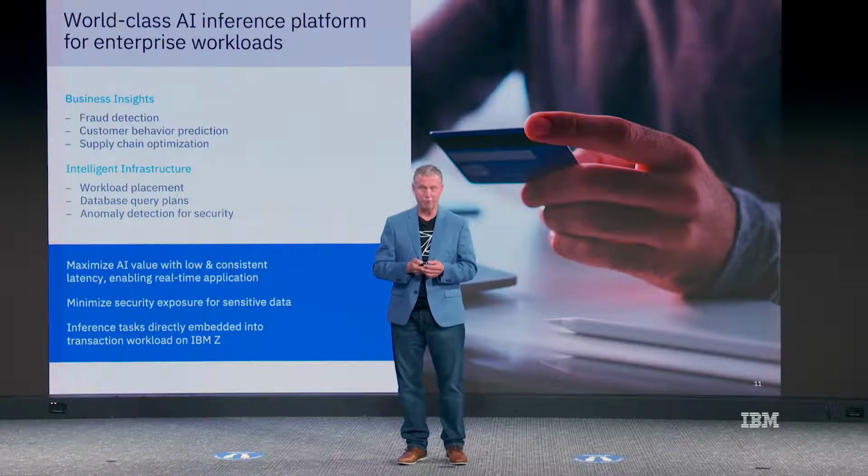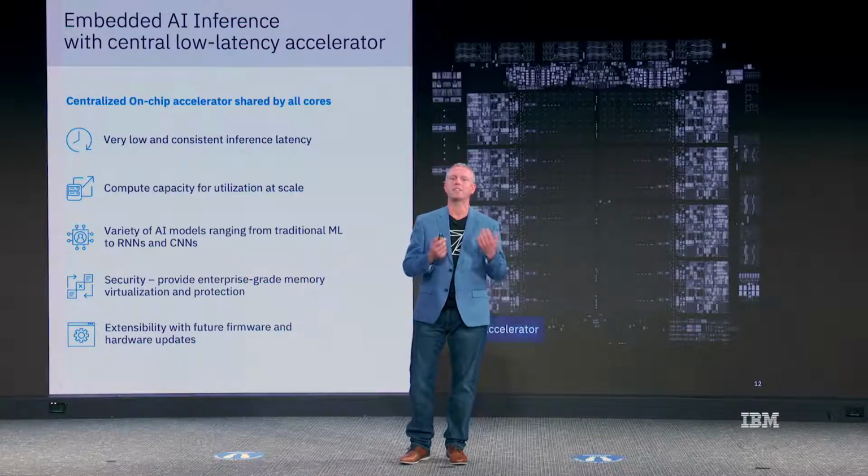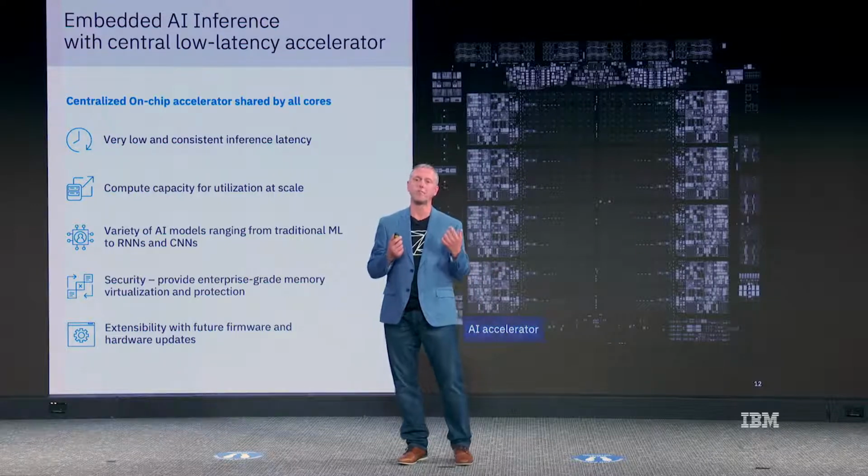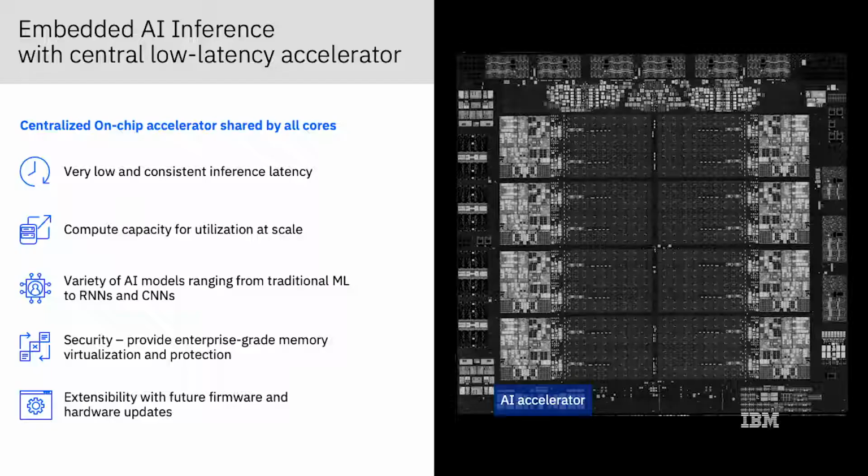So based on that, we know from our clients that they would much rather have the ability to run AI directly embedded into the transaction workload directly on IBM Z. That way, they can score every transaction 100% of the time with the best available model that they want to use for that task. For that reason, we chose to implement a centralized on-chip accelerator directly shared by all the cores. Let me talk you through some of the attributes that this design point provides us and compare that to those basic use cases. First of all, I mentioned we need very low and, just as important, very consistent inference latency.